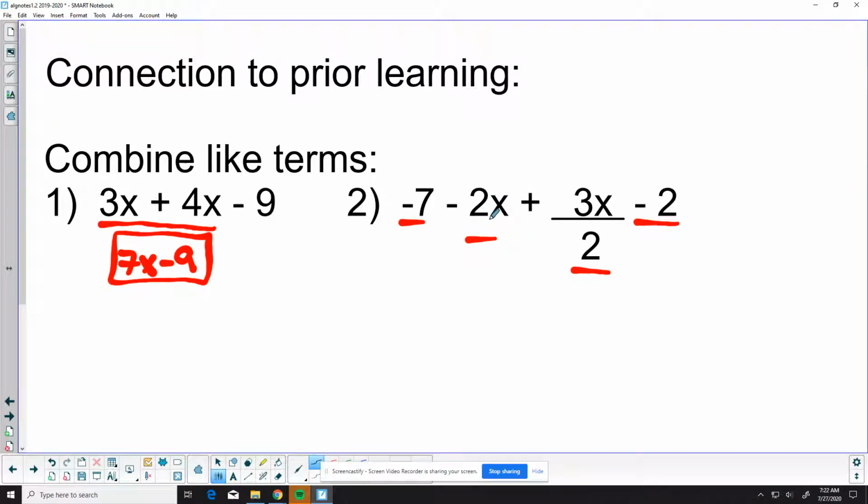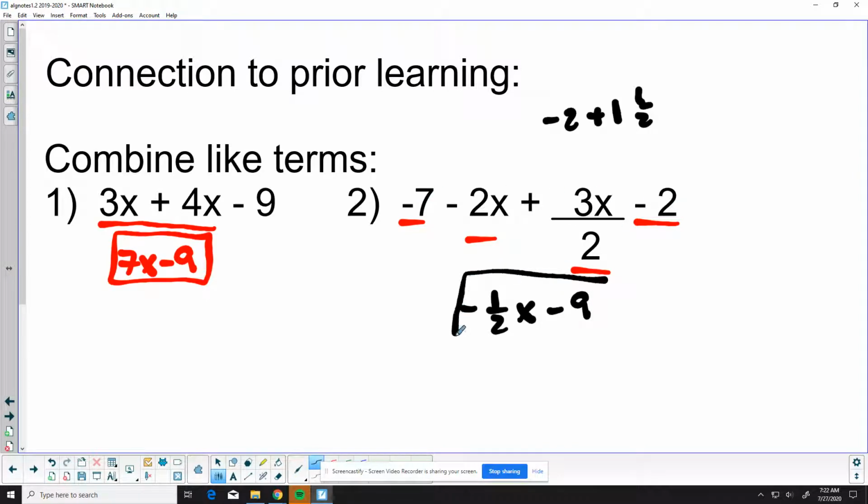And in the second one, you could combine the constants together and you could combine the x's together. So let's do the x's first. Let's see, -2 plus 3 over 2 is the same as 1.5. So that's -1/2 x. -7 and -2 is -9. So that would be my answer. I can't solve these because there's no equal sign.